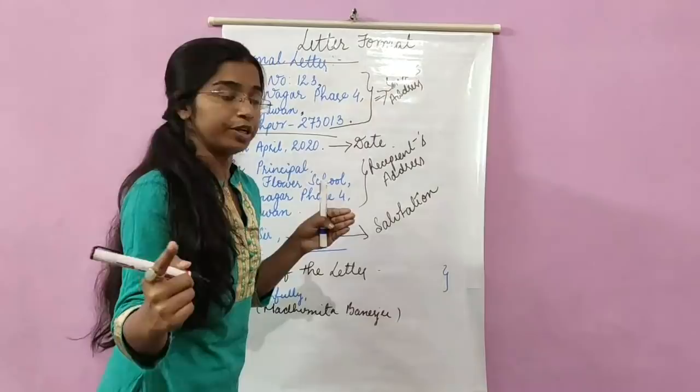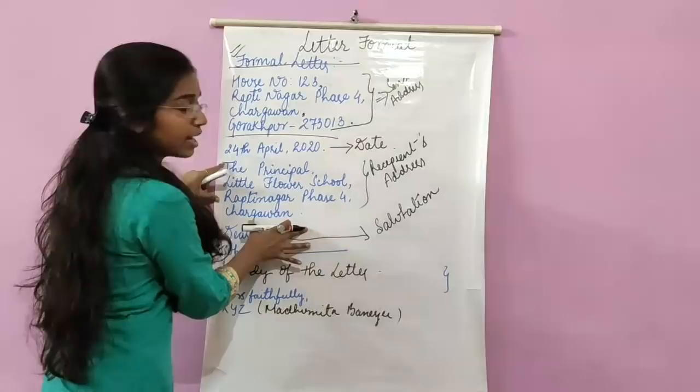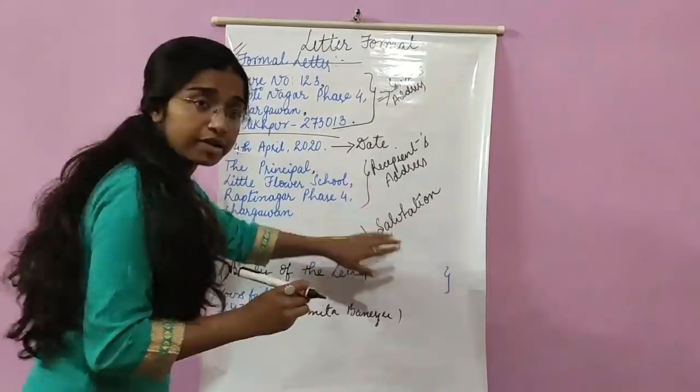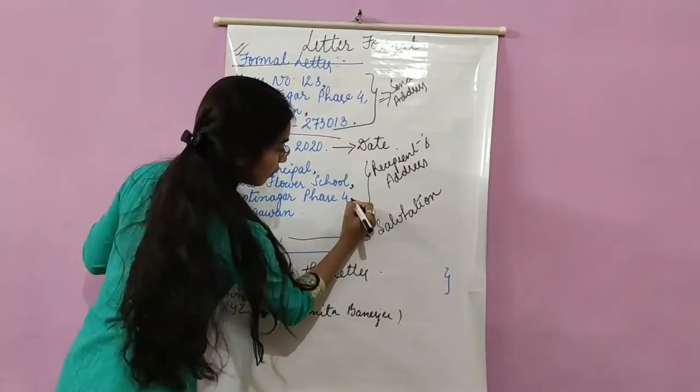Then comes this recipient's address portion, where the principal, then there has to be a comma. Or suppose you are writing a letter to the district magistrate. So the district magistrate, comma. Then Little Flower School, comma. Rapti Nagar Phase 4, comma.